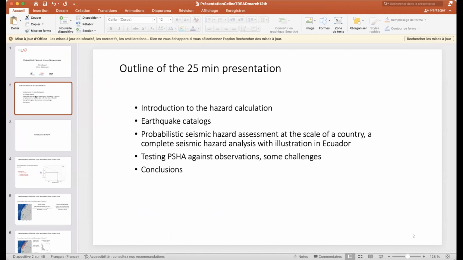So the idea in this presentation is to do, after a short introduction, the idea is to introduce earthquake catalogs and then present an example of a full PSHA study with an illustration in Ecuador. And then I wanted to address very shortly some challenges related to the testing of PSHA against observations.